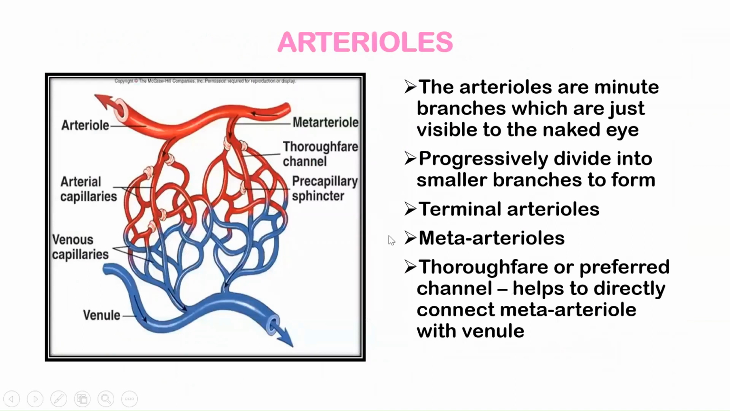Arterioles. The arterioles are minute branches which are just visible to the naked eye. The arterioles will progressively divide and form terminal arterioles, meta-arterioles. The meta-arterioles lead into the capillary bed. The meta-arterioles can also directly connect to the venules by means of the thoroughfare channel or the preferred channel.